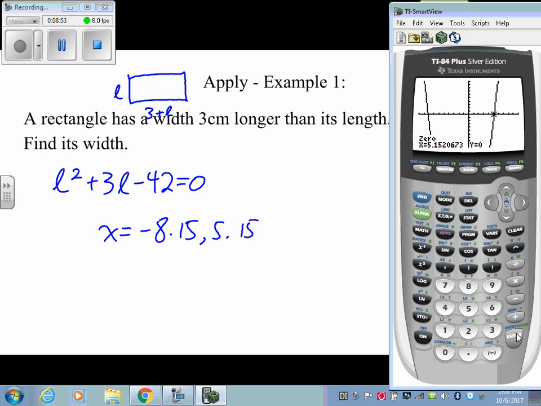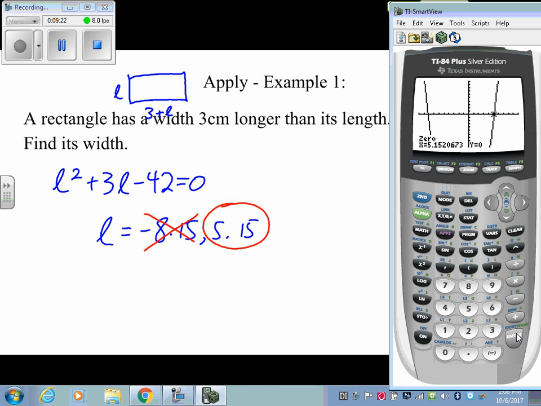I've solved the quadratic, and I wrote x equals, but I really should be writing L equals. And so I found that my length is -8.15 or 5.15. Now, one of these doesn't make sense with the question, and that's what I need to do at the end: make sure I'm answering the question, that my answers are reasonable, all those sorts of things. And so what can't I have? Well, I can't have a negative length. It's not possible. So that one's out, which leaves me with a single value here.